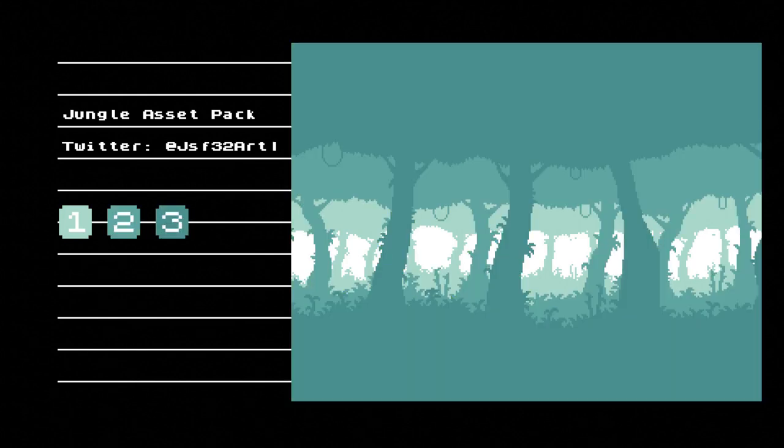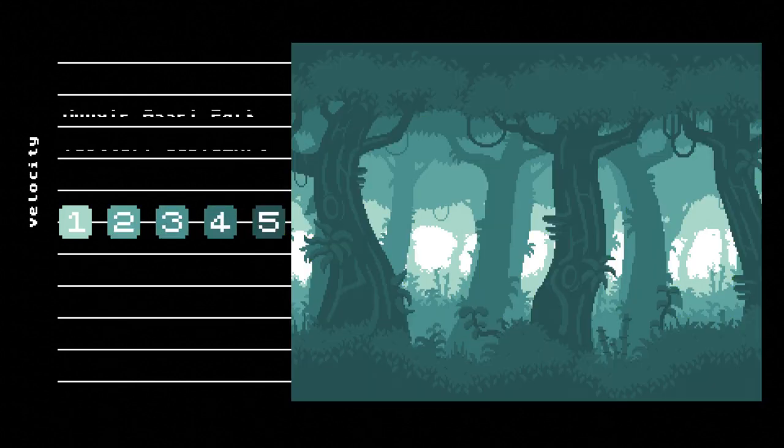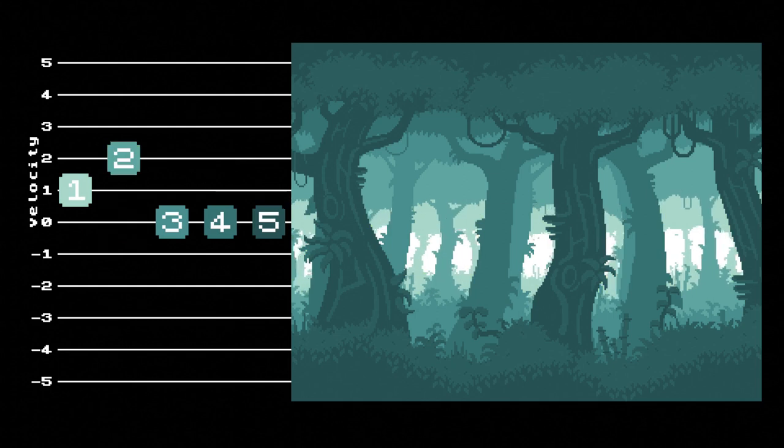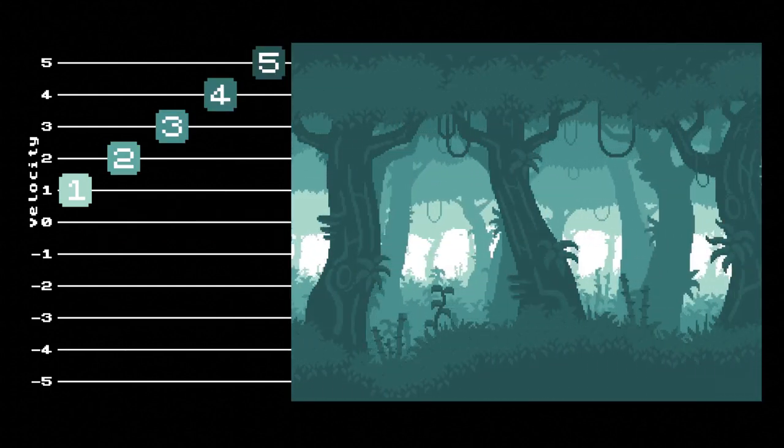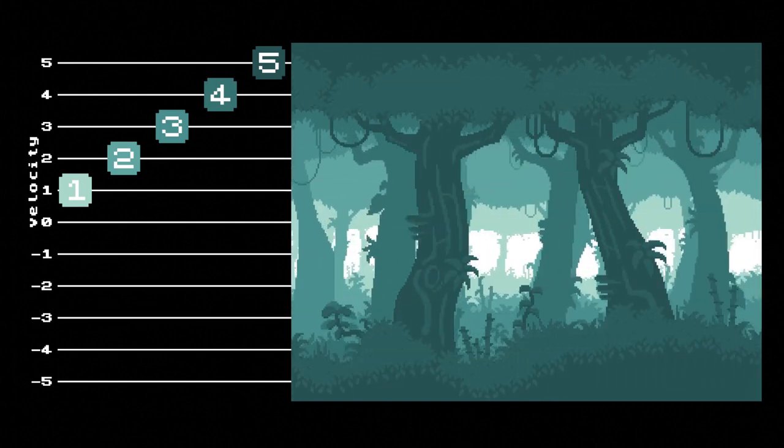So, can we break parallax? Let's start with some layers of forest graphics. 1, 2, 3, 4, 5. And we'll set the velocities to 1, 2, 3, 4, 5. Okay, that's our base version of parallax. That's working. We're now going to create some variations thereof.